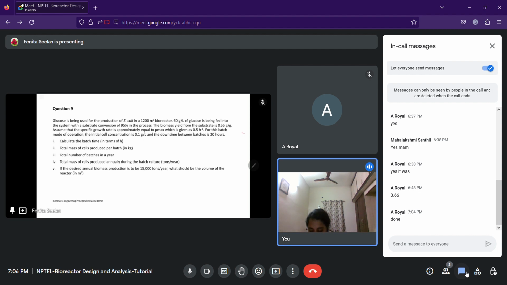The second question is the total mass of cells produced per batch in terms of kg, and the total number of batches in a year. Then the total mass of cells produced annually during the batch culture in terms of tons per year. And the fifth question is, if the desired annual biomass production is 15,000 tons per year, what should be the volume of the reactor in meter cubes?